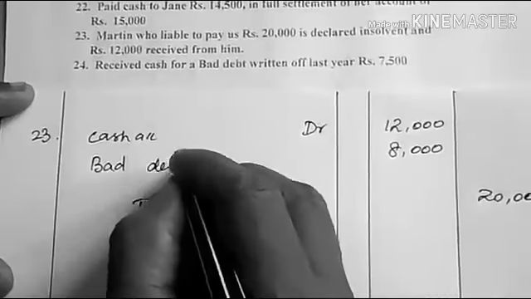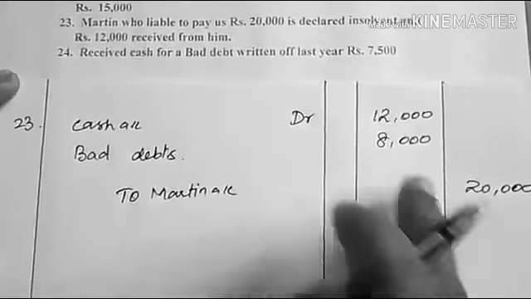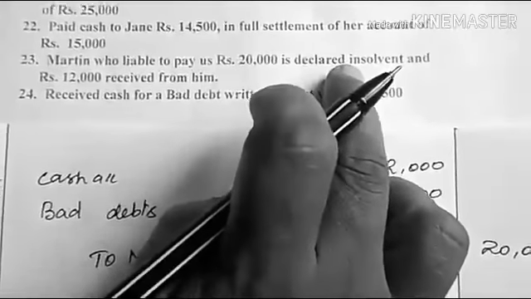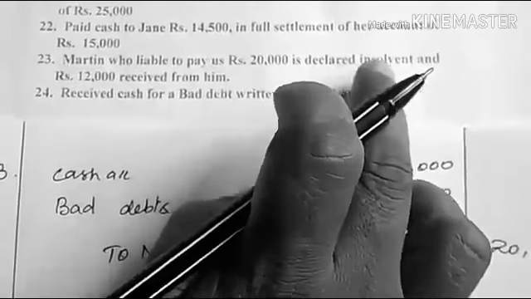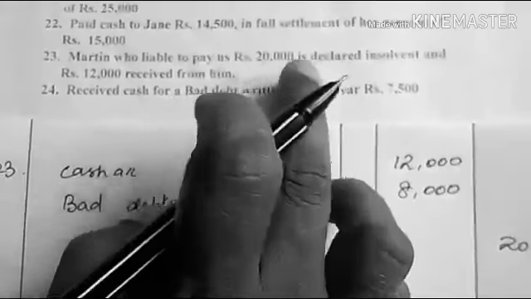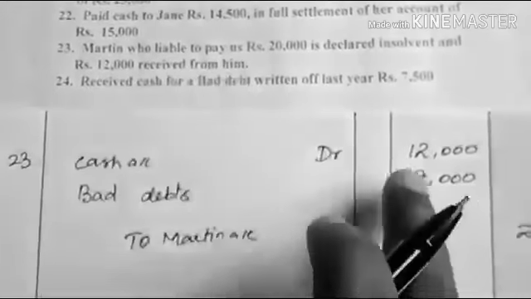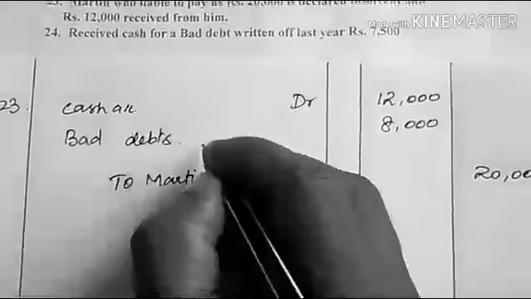Bad debts means irrecoverable amount from Martin because he is an insolvent person. Insolvent means he is not capable, he is not able to pay the amount. So it is called insolvent. So Martin, who is liable to pay us rupees 20,000, is declared insolvent and you have received 12,000 from him. So 12,000 received instead of 20,000 and 8,000 is bad debts.